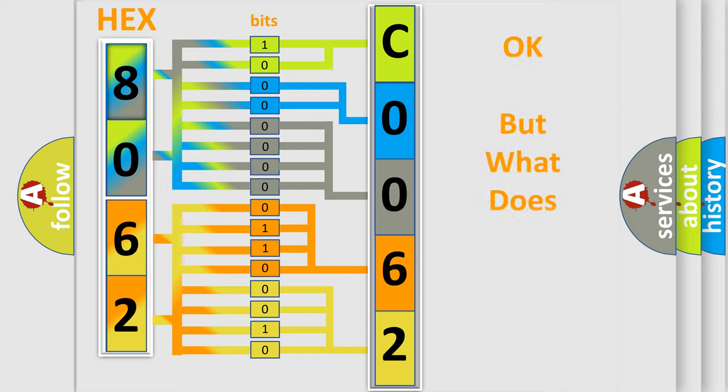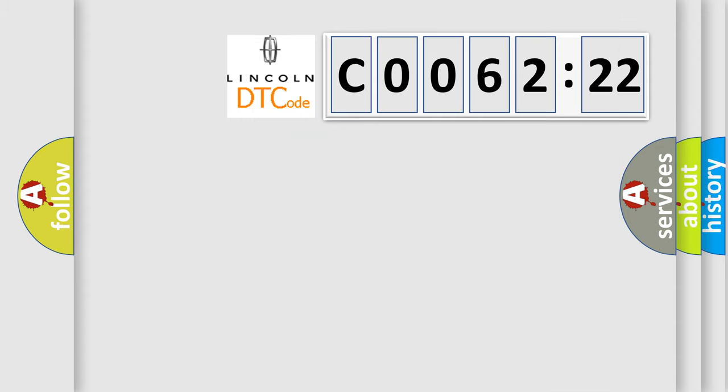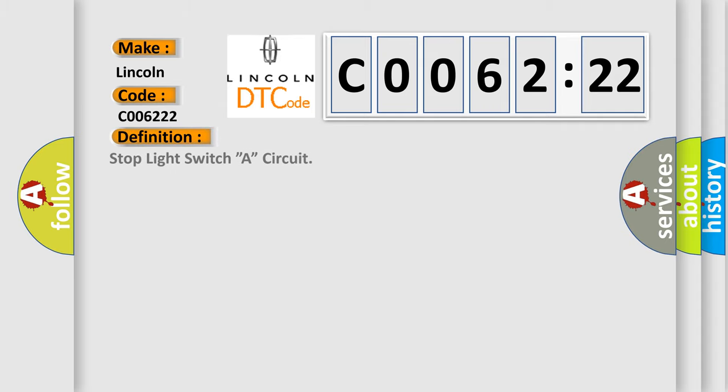The number itself does not make sense to us if we cannot assign information to what it actually expresses. So, what does the diagnostic trouble code C0062-22 interpret specifically for Lincoln car manufacturers? The basic definition is stop light switch A circuit. And now this is a short description of this DTC code.